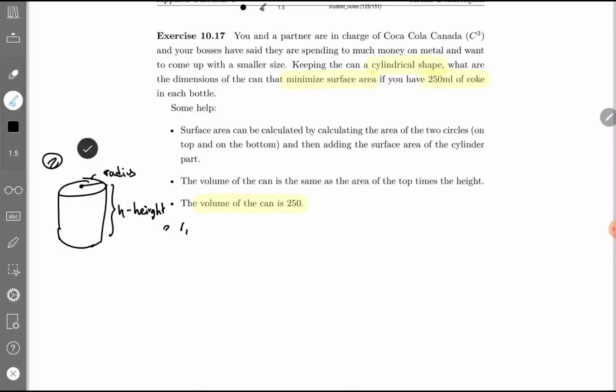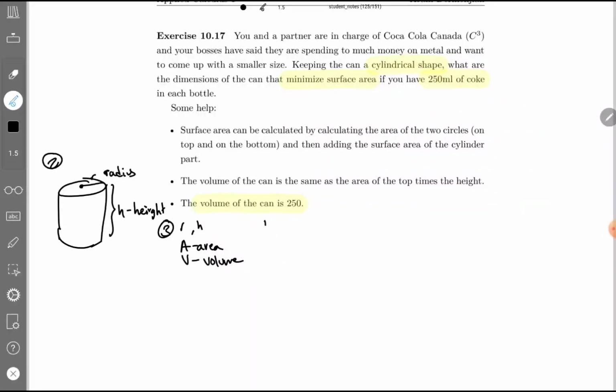Part 3, we have multiple variables. So we have R, H, we have T is time. Why do I have T? That should be H. Okay, my notes are weird. H, we have A is area, and V is volume.